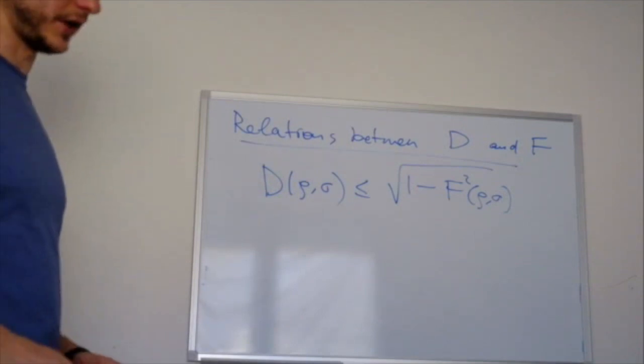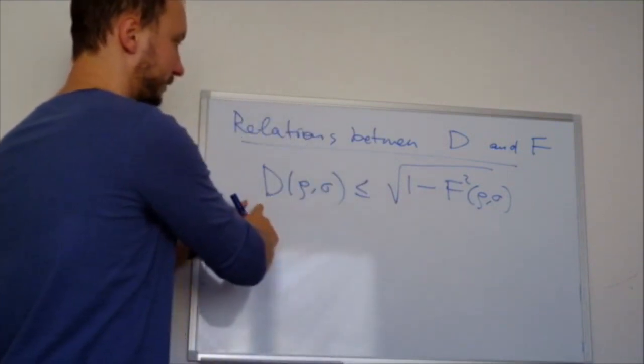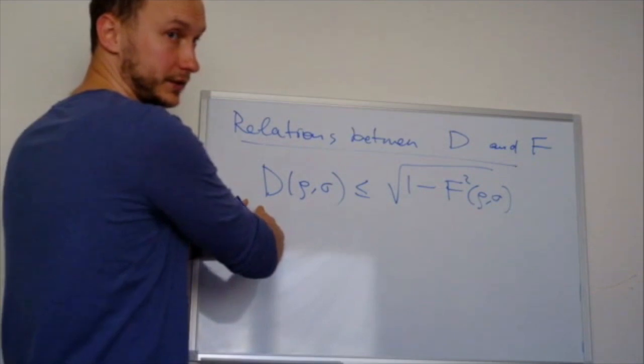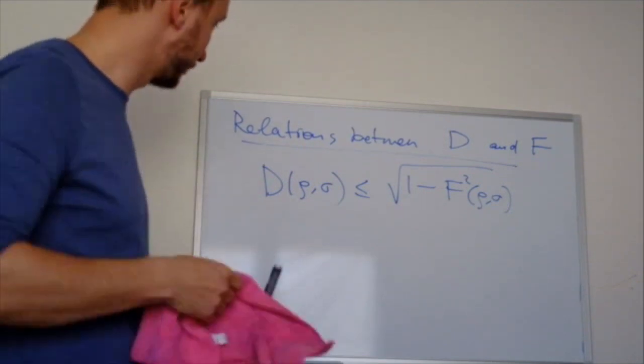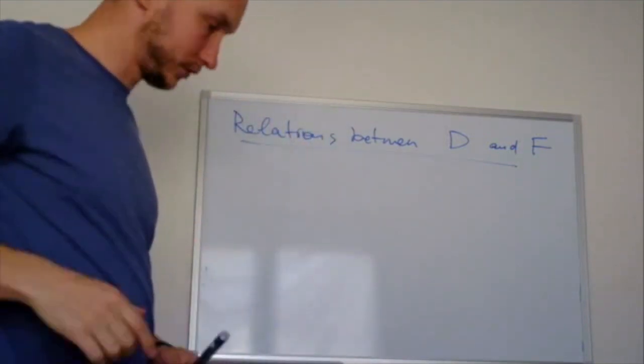Now let's get the other direction. Is it also related to the other? So can we find a formula with the fidelity which actually lower bounds the trace distance? And actually we also can, because we do it the following way. So the other direction.